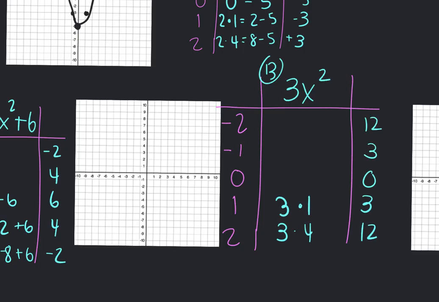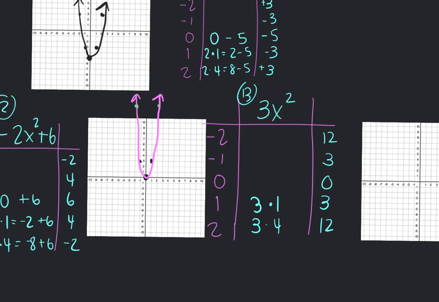So you have graph paper. I just have this little chart. I'm just going to go with it. So 0, 0, 1, 3, and 2, 12 would be up here. So then connect with arrows. That's terrible. Maybe I could do it in pink. Connect with arrows. Soft looking U.